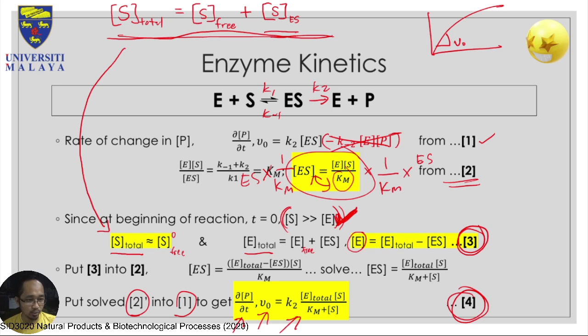So S is also S total, but towards the end of the day, because S total and S naught are the same, I'll just put it there as S. Otherwise you can also put it there as S total, it's fine, because S total equals S. Over the Michaelis constant Km plus the concentration of S again, so these two S's are the same.